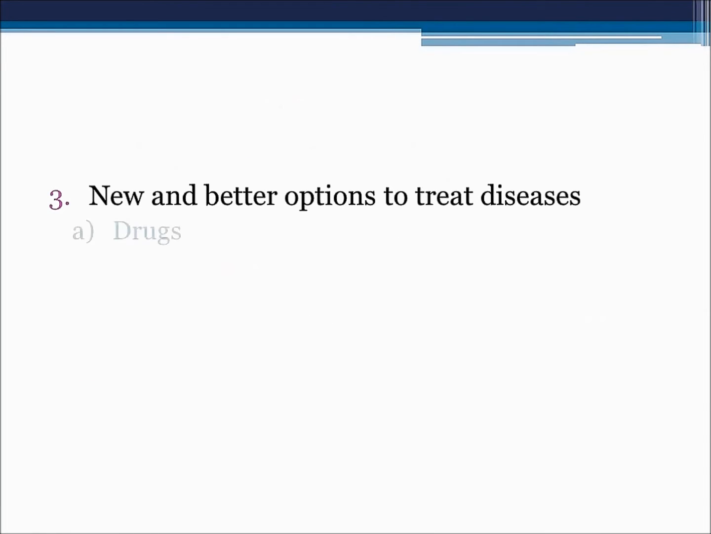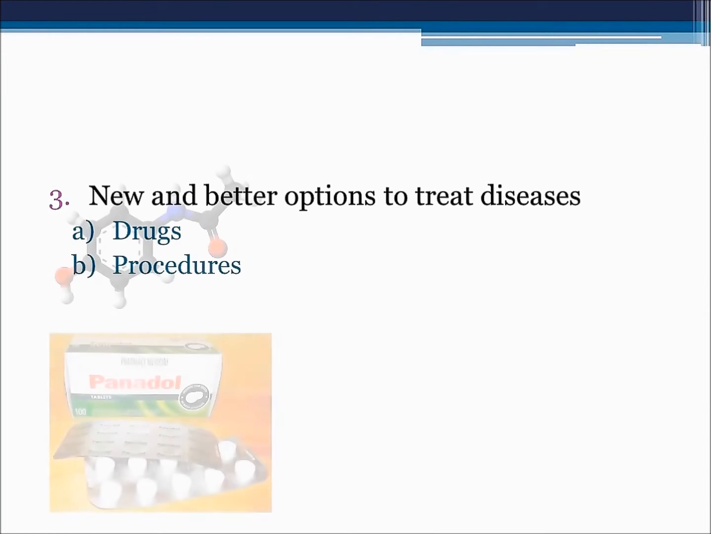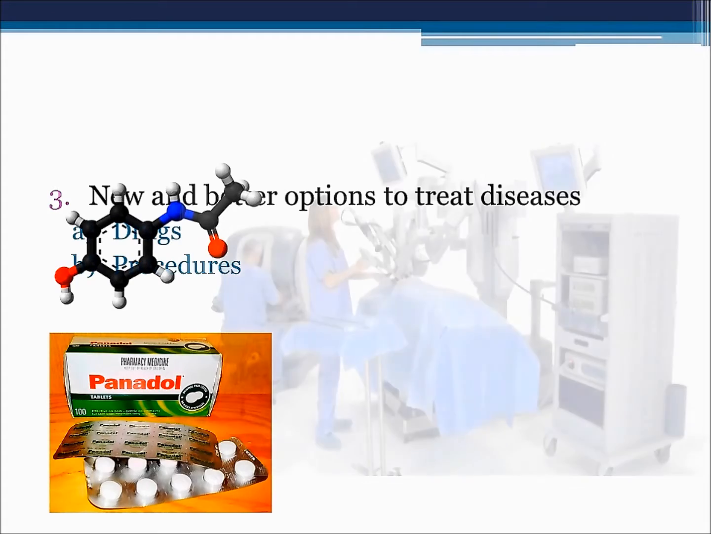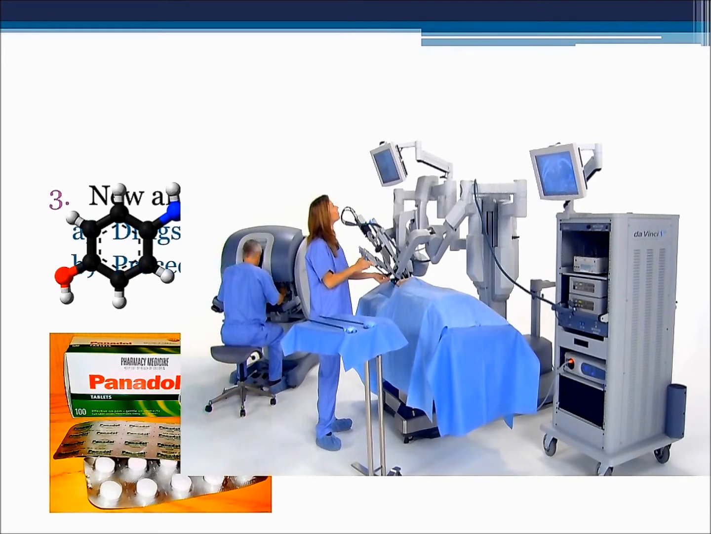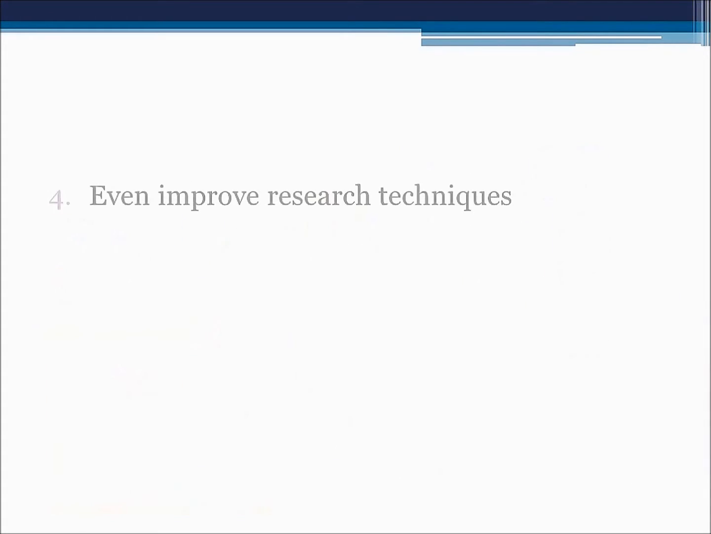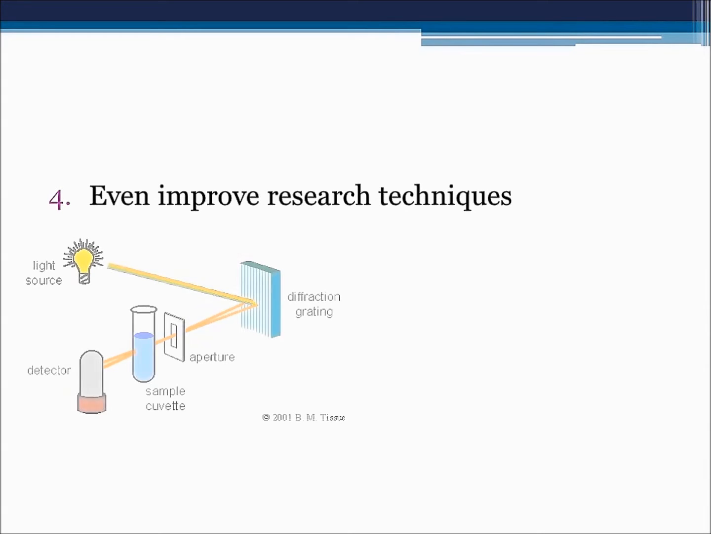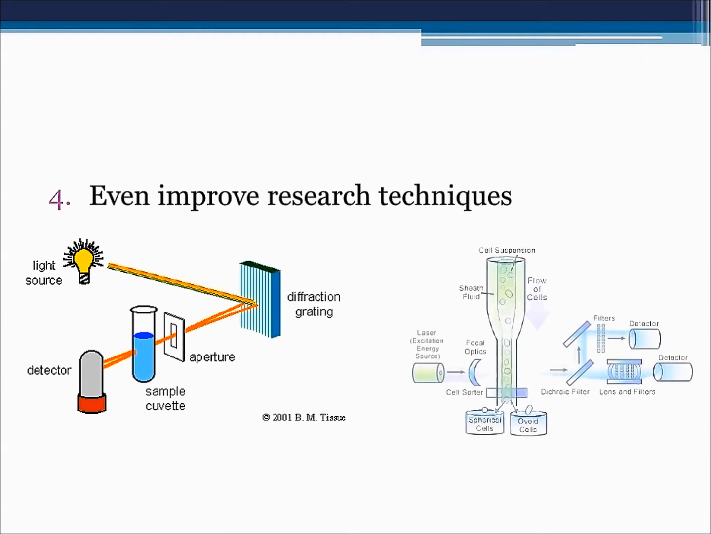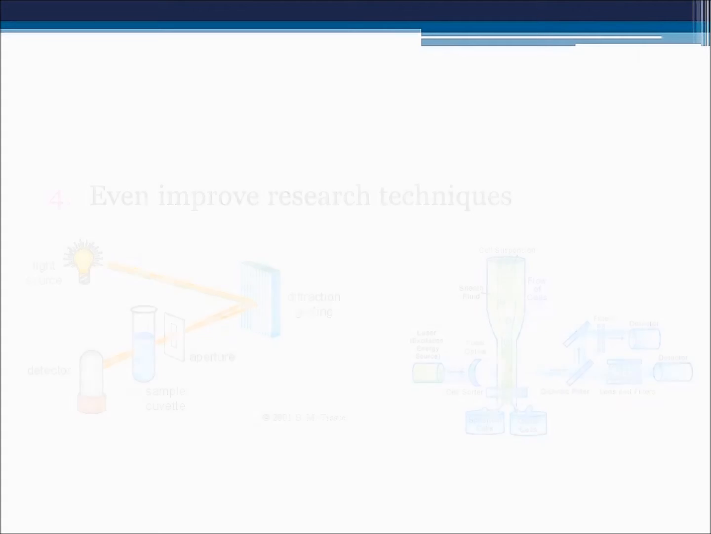Third, new and better options to treat diseases, which can be drugs or even procedures. Even improve research techniques themselves, so from spectrometry to flow cytometry to measure cell characteristics.